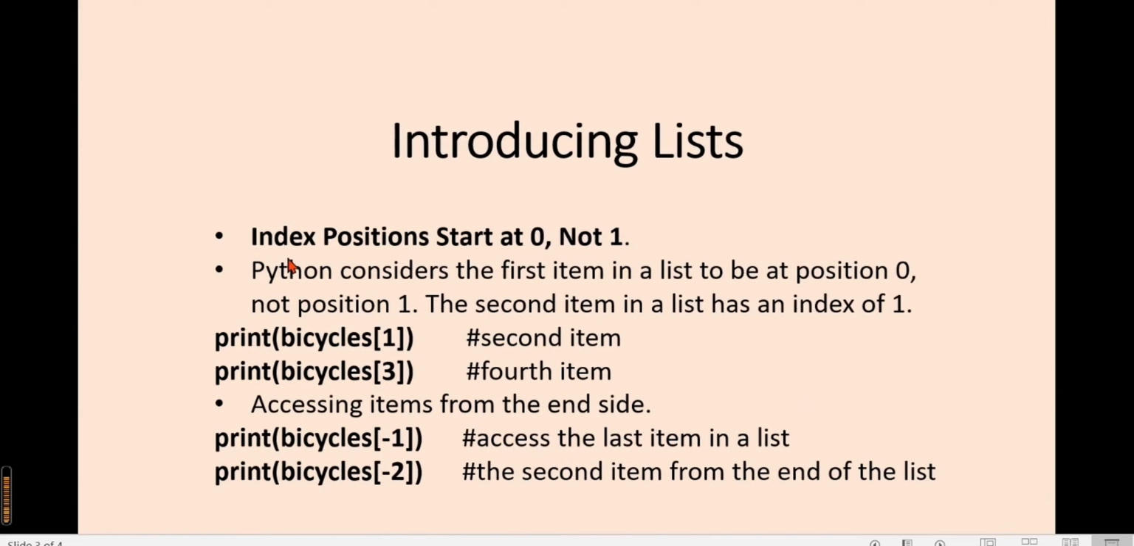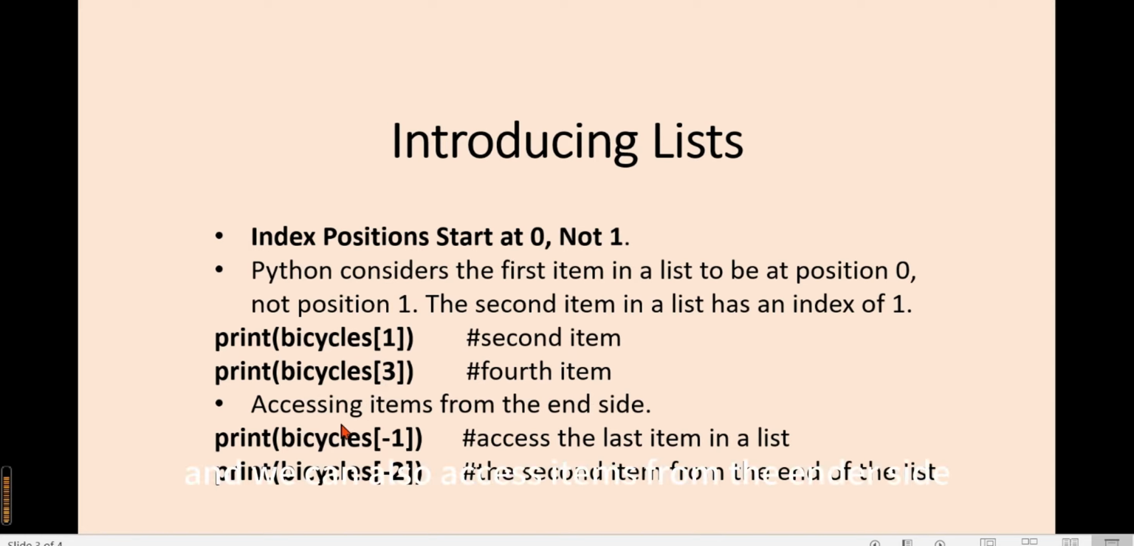Just note that the index in Python for the position starts at 0, not 1. And this is the same as many other programming languages. Python considers the first element in a list to be at position 0, not position 1. And the second item in a list has an index of 1. So print bicycles[1] will get out the second item of this list. Similarly, print bicycles[3] will print out the fourth item of this list.